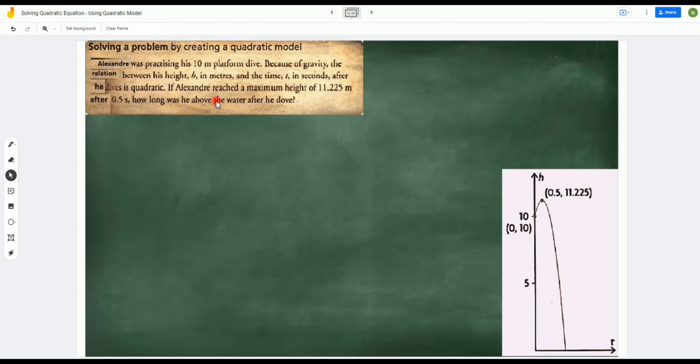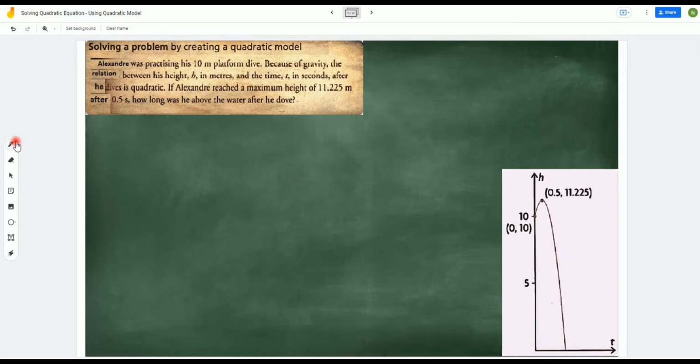So what information is given? The 10-meter platform is his start position. So here, 10 is the y-intercept, where x equals 0. We know one point on the parabola. And Alexander reached a maximum height of 11.225 meters after 0.5 seconds, which means 11.225 is the maximum, and this 0.5 is the x-coordinate of the vertex. This is the vertex. We know two points on the parabola, so we use them to determine the model in vertex form.